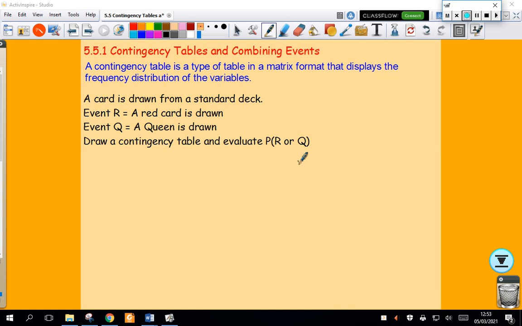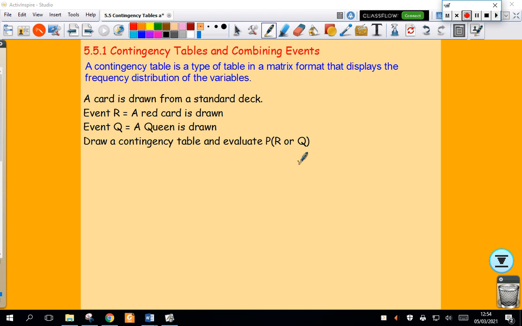So in this lesson I'm going to look at contingency tables and combining events. I'm going to look at an example and talk about the contingency table based on this particular example. The example says a card is drawn from a standard deck. Event R is that a red card is drawn. Event Q is that a queen is drawn. I want to draw a contingency table and evaluate the probability of R or Q.